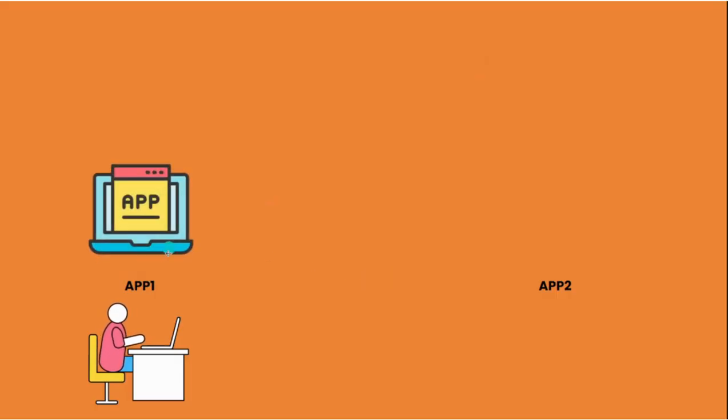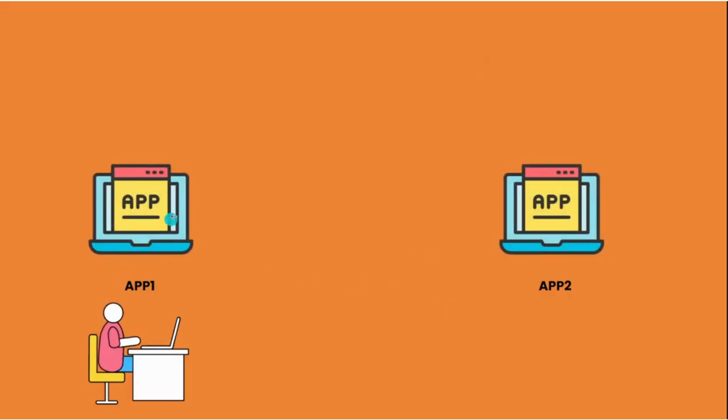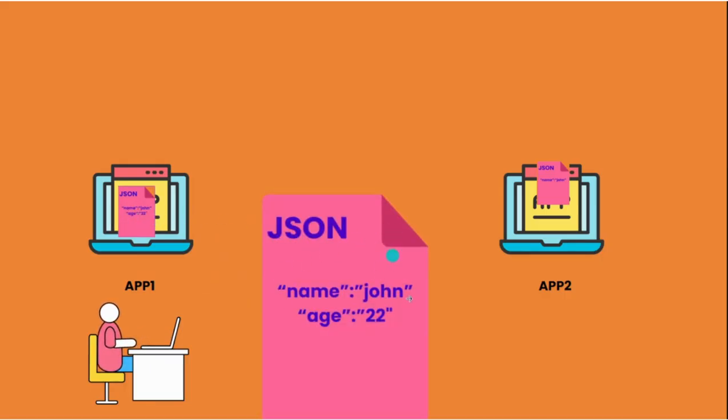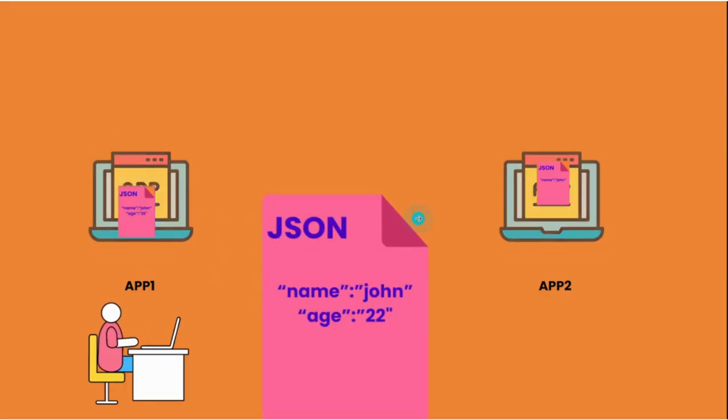Now let's understand. Suppose you have application 1 and application 2 and they want to exchange data through an API. So how can they share this through the API? The API will request in the JSON format, and app 2 will return the result in the form of a JSON file. So you can see it is returning the name and age of that particular user profile.